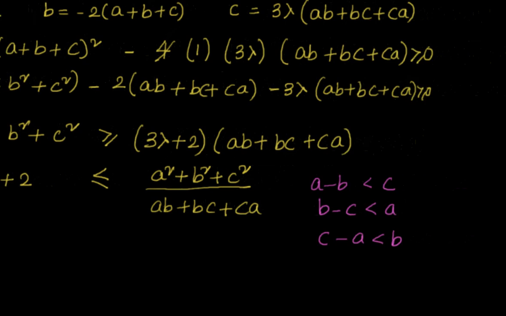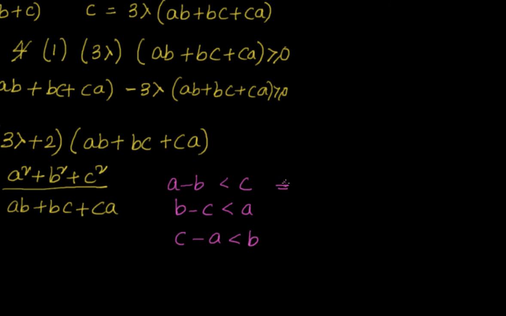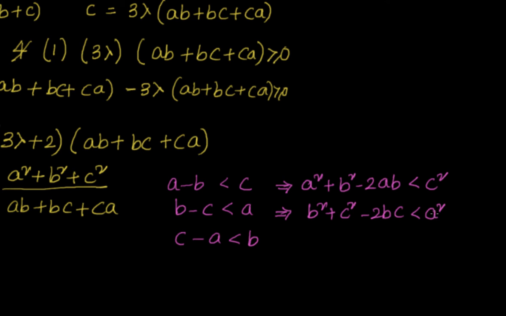Now what we will do, we'll square these up. If I square it, I will have a square plus b square minus 2ab is less than c square. Similarly, b square plus c square minus 2bc is less than a square. Similarly, c square plus a square minus 2ca is less than b square. Now let's add these up and simplify.